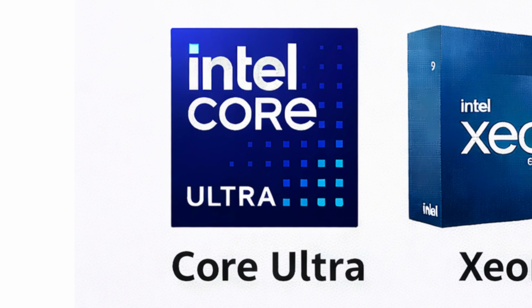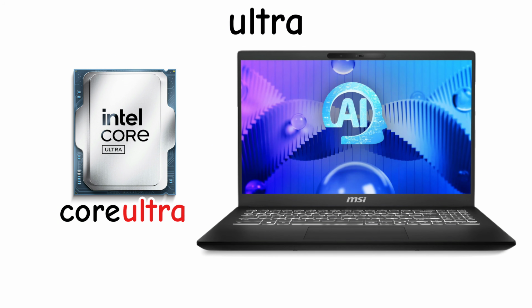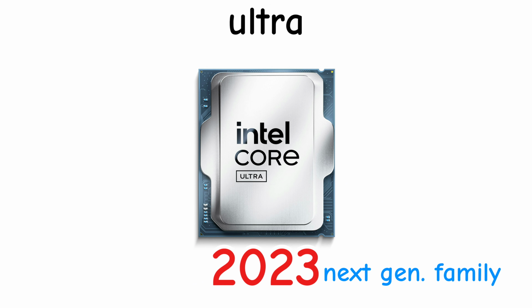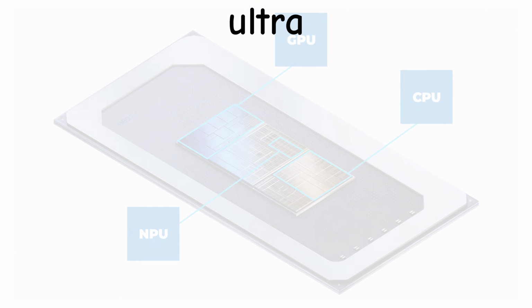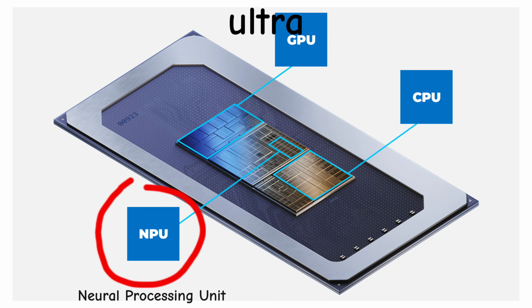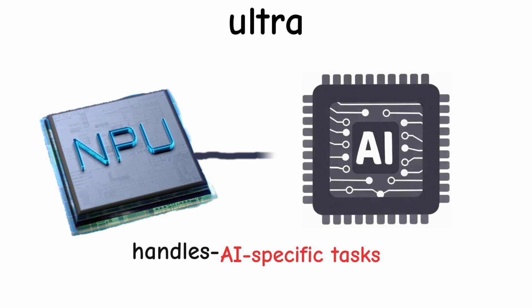Core Ultra. Core Ultra is part of Intel's newer processor lineup, mainly designed for modern laptops. Intel introduced the Core Ultra series in 2023 as a next-generation processor family. What makes Core Ultra different is that it includes something called an NPU inside the processor. An NPU is a special chip designed to handle artificial intelligence-related tasks.